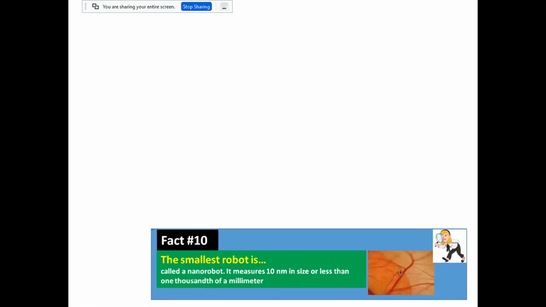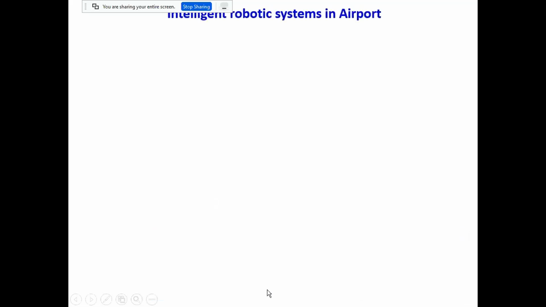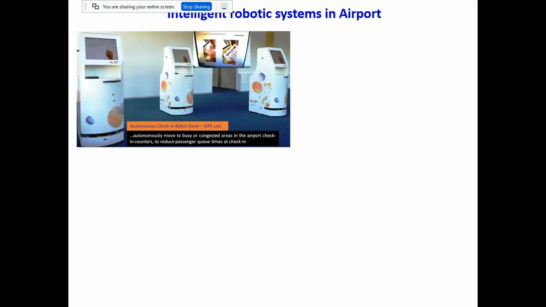The smallest robot is called a nanorobot. It measures 10 nanometers in size or less than 1/1000th of a millimeter. Now I'll show you some more robots, the intelligent robotic systems in aircraft, in airports, and many places, and how robotic technology is implemented.